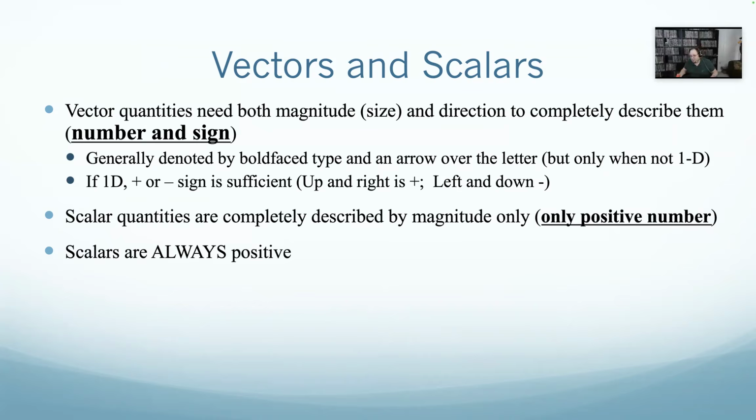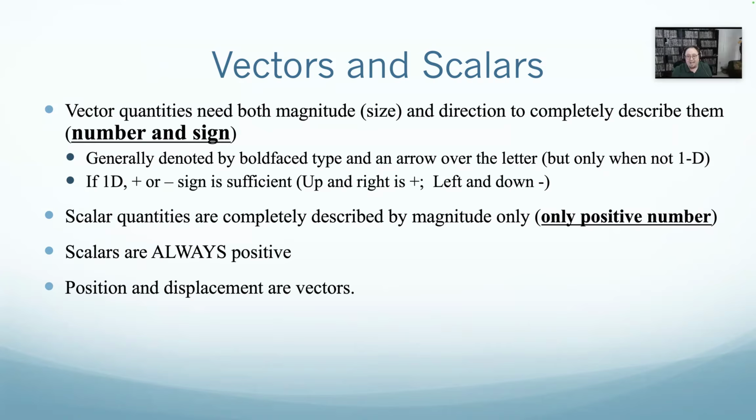Now, scalars have no direction. If I tell you we're going to give this lecture for 50 minutes, I'm not doing 50 minutes to the right. I'm not doing 50 minutes up. It's just 50 minutes. Or if I say something weighs 10 kilograms, that 10 kilograms doesn't have a direction to it. It's just 10 kilograms. And so we don't need to worry about the directions. A scalar will always be positive, while a vector could be positive or negative.